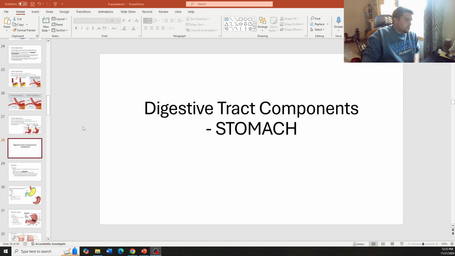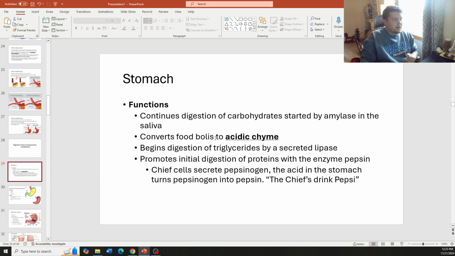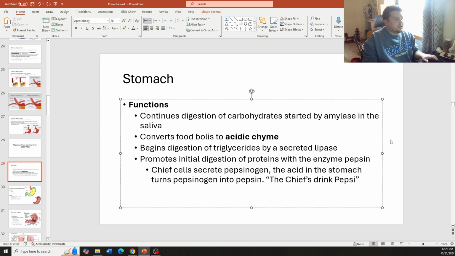Okay, so we talked about the esophagus, the 4 layers, and the general structure of everything. Now we're going to continue that same tract, talking about the stomach. So, functions of the stomach. We continue the digestion of carbohydrates that started by amylase in the saliva of the mouth. Remember, amylase digests carbohydrates. If you have not watched the digestive enzymes video, that will cover that as well.